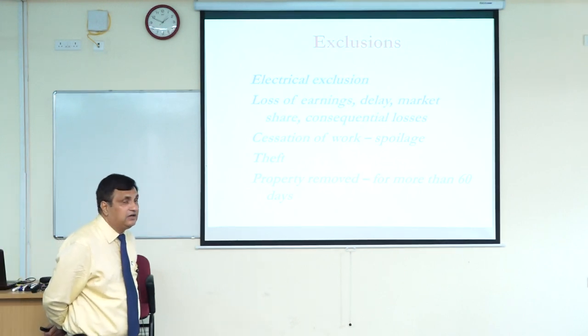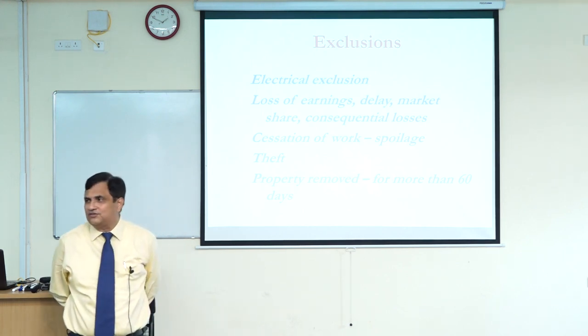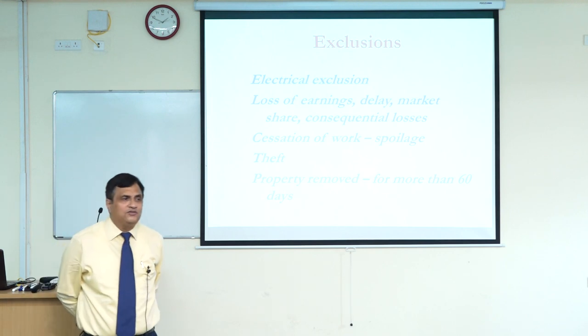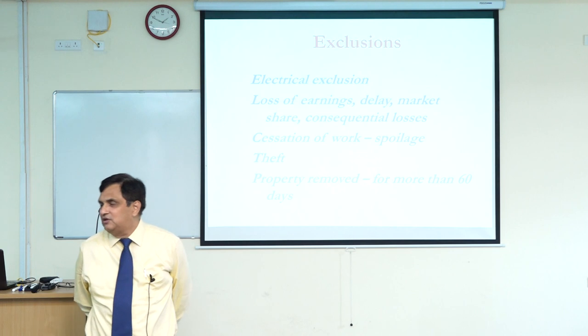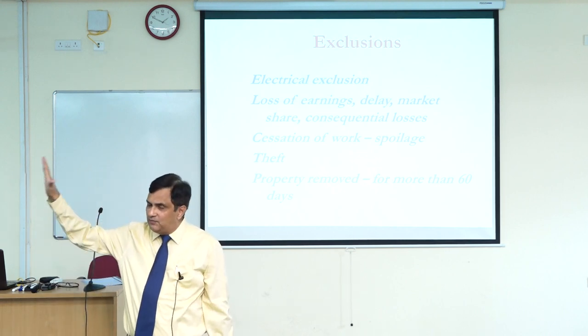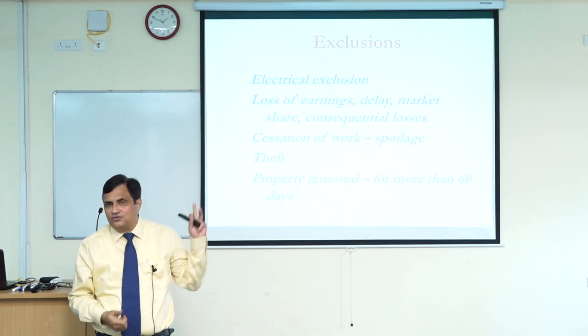Next exclusion is called loss of earnings, delay, market share, consequential losses. As I told you, no property policy covers your consequential losses. You have a business interruption policy, which is a separate policy, but as far as the property damage policy is concerned, it does not cover.